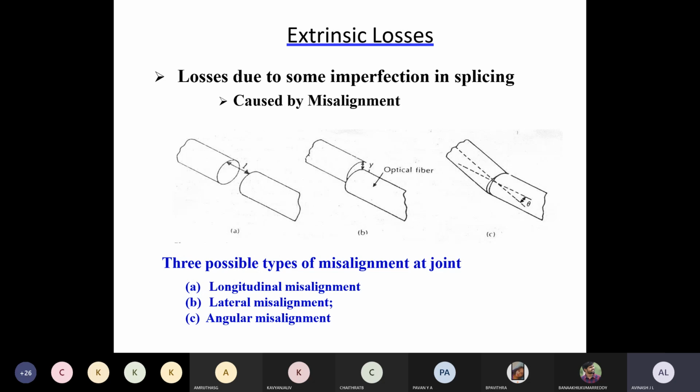This question is asked for 8 marks or 6 marks in the examination. There is about a 50% chance; in one out of two papers, the question is asked. They will ask something like: explain the types of misalignment at the joint of an optical fiber. At that point you need to write the answer considering the three cases. The first is longitudinal misalignment, with a diagram and some explanation. The second is lateral misalignment, diagram plus explanation. The third is angular misalignment. These things must be taken care of. Please make a note of it, all of you.